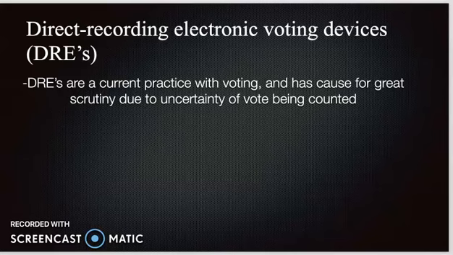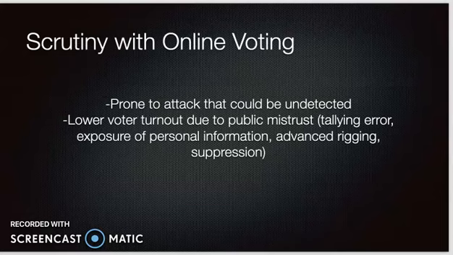And with this, many experts believe that safeguards have to be put in place to ensure security, and not only that, voter turnout would be increased if they had a better sense of certainty when it comes to votes actually being counted when putting them through a system. The main scrutiny with online voting is that it could be prone to attacks that could be undetected, and lower voter turnout due to public mistrust such as tallying errors, exposure of personal information, advanced rigging, and voter suppression issues.